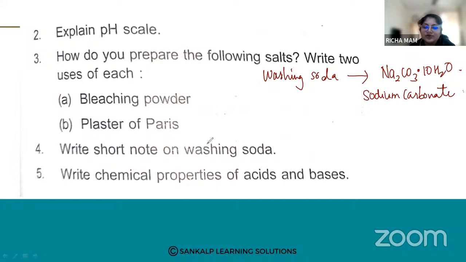Washing soda is used for removing stains. If there are clogs in your wash basins, you can put this washing soda, and it will clean the unclogged drains. It is also used to remove greasy things, to clean outdoor furniture and washing machines. Everywhere you are using this washing soda.